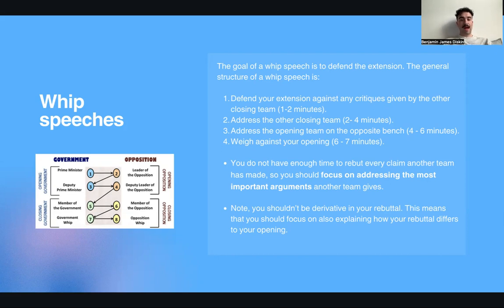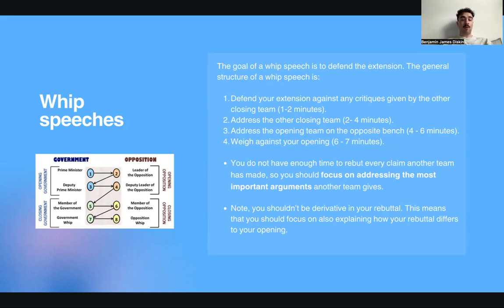wrong. And so a big skill in being a whip speaker in a British parliamentary debate is being able to identify how the debate is progressing and what you think would be important in the minds of the adjudicator, and making strategic decisions about what is worth addressing in your speech and what is not worth addressing.